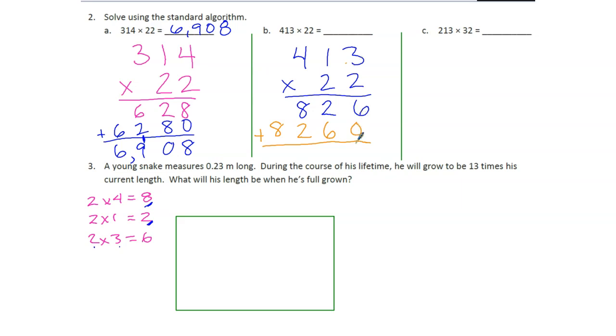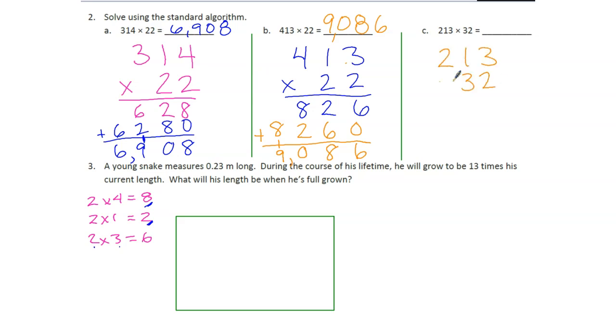So let's go ahead and add this. 6 plus 0, 6. 2 tens plus 6 tens is 8 in the tens place. 8 hundreds plus 200 is 10 hundreds, or 1,000. I have my 1,000 plus 8,000 is 9,000. So my answer here is 9,086.